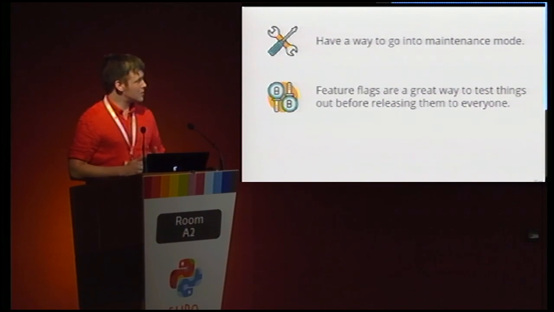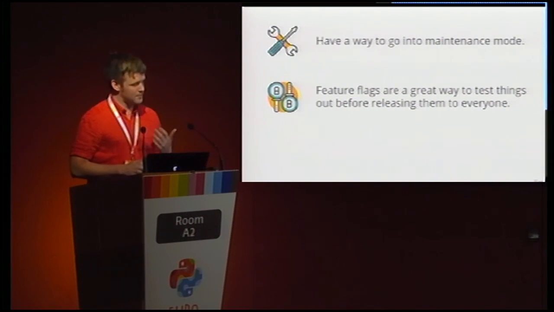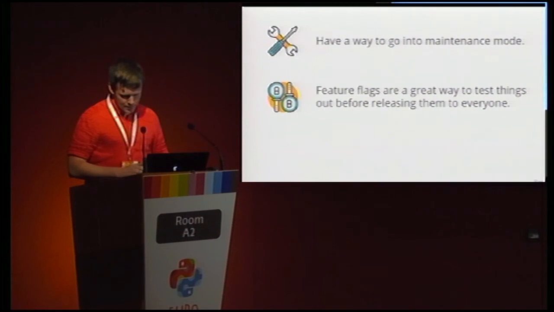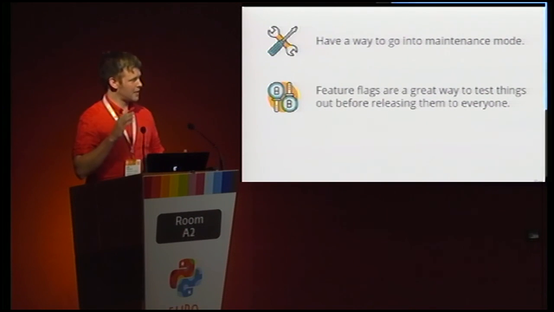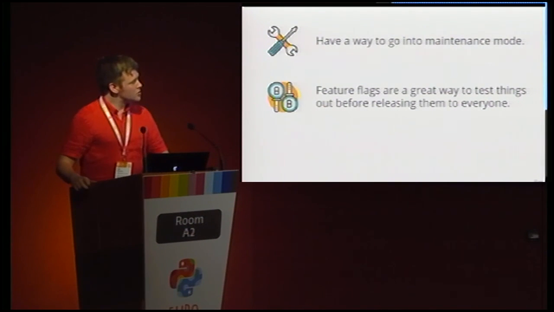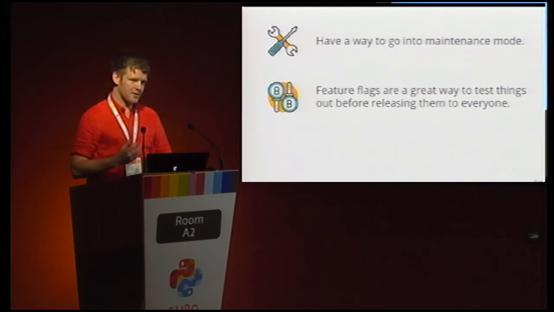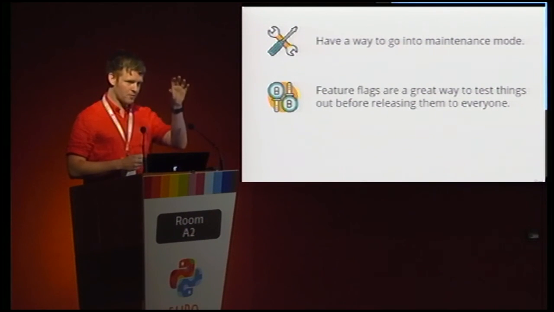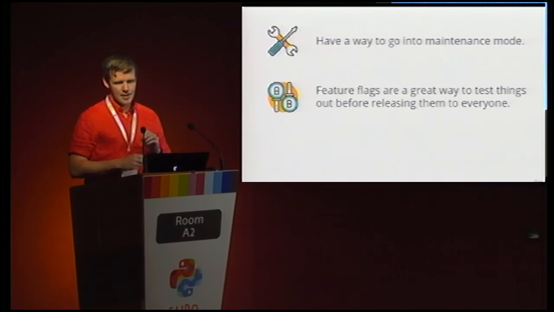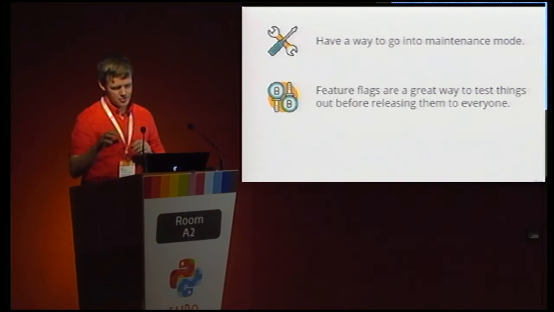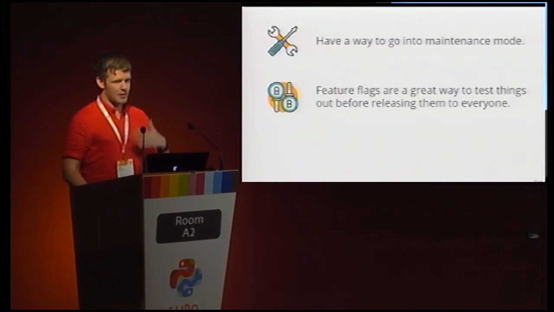Feature flags are a great way to test things out before releasing them to everyone. So, at this point in time, we started getting really big and didn't want to release things we weren't too sure about to everyone. So we introduced feature flags. We have both server-side and client-side feature flags. So basically, you say, this part of the UI requires this feature, and this part of the API requires this feature. That way, we can do gradual rollouts.